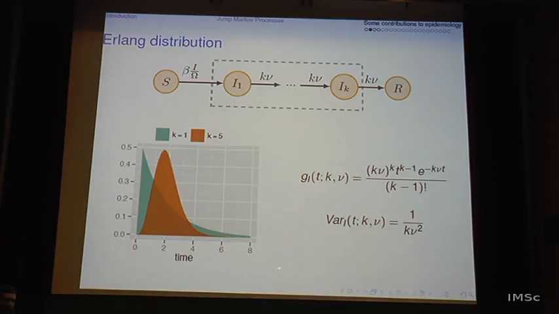So that's a very flexible family that gives you a wide range of distributions, and usually it's biologically much more realistic. Usually people use exponential because it's mathematically convenient, but actually you can use any of the Erlang distributions you want. So that's the probability density function. And when you look at the variance, it is equal to the variance of the exponential distribution divided by k. So the more subcompartments you have, the less variability you have in your infectious period.